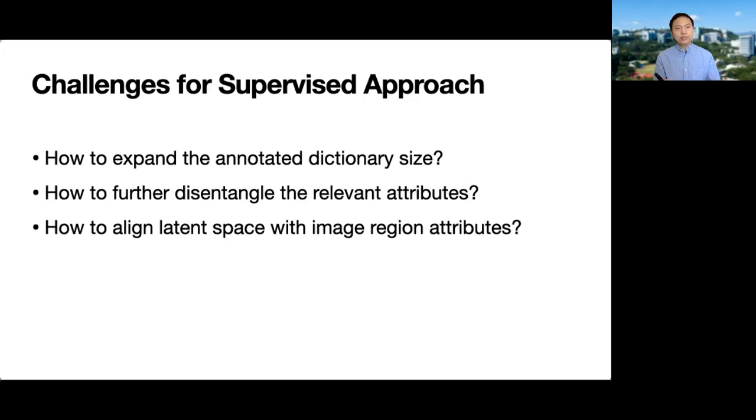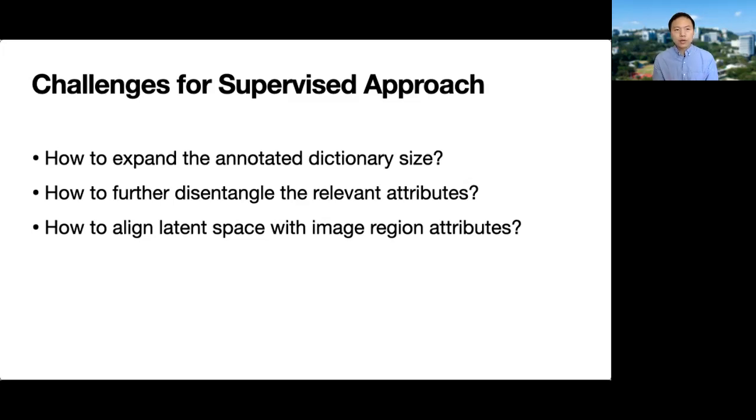The second is how to further disentangle the relevant attributes. One observation we have is that some attributes are actually entangled with each other. Like when we change people's age, then they will tend to wear glasses. The age is entangled with wearing glasses. So how can we do further disentanglement on this? That's also relevant to the bias of the data.